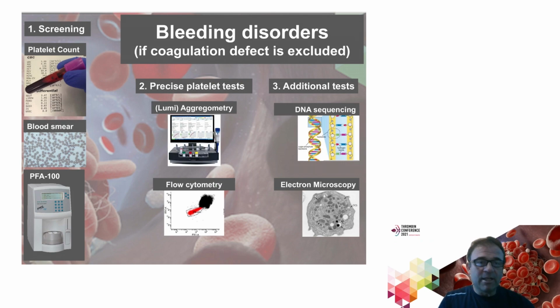Another general test is to look at the morphology, so a simple blood smear, and look at the morphology of the platelets in relation to the other blood cells. Another screening test is a global hemostasis measurement with the PFA-100, for example. There are also alternatives. In the past, the labs used the bleeding time for this, to see if there is a primary hemostasis-related bleeding defect.